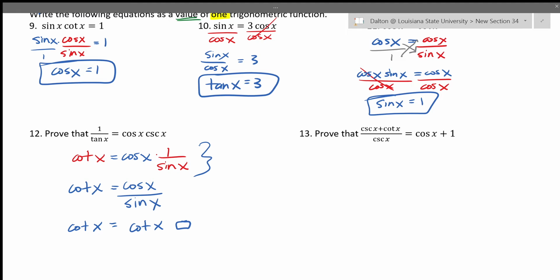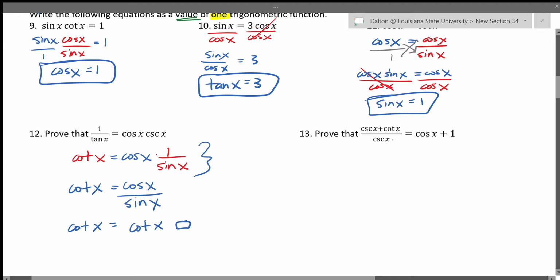Number 13, prove that cosecant x plus cotangent x over cosecant x equals cosine x plus 1. Lots of different options here. I think the left side's more complicated, so that's the one I'm going to try to simplify first. I noticed that I have a fraction with a monomial in the denominator, meaning that I could rewrite this fraction into two separate fractions that are both divided by cosecant. So if I do that, I get cosecant x over cosecant x plus cotangent x over cosecant x.